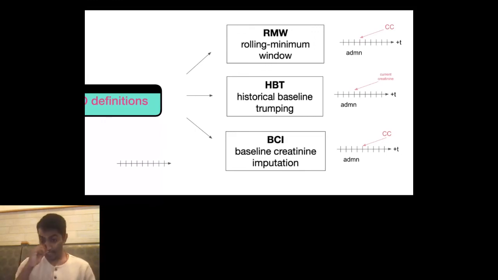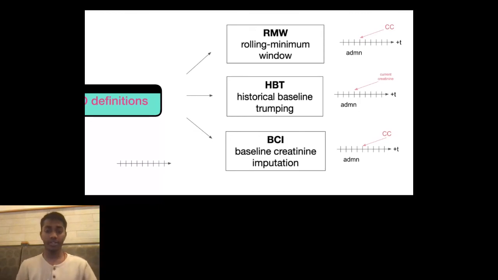So if you imagine that there's a creatinine time series, or a measurement of creatinine which is changing over time, and there's some admission date, and the point of admission is like an area of magnified interest. We would love to know what's happening right as the patient is being admitted to the hospital, what exactly is going on around that vicinity. If that's the case, the rolling minimum window definition is applicable.